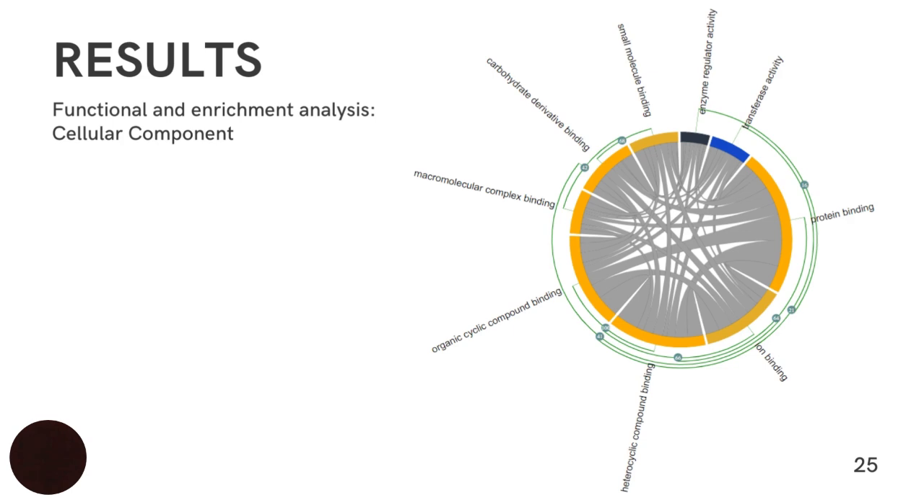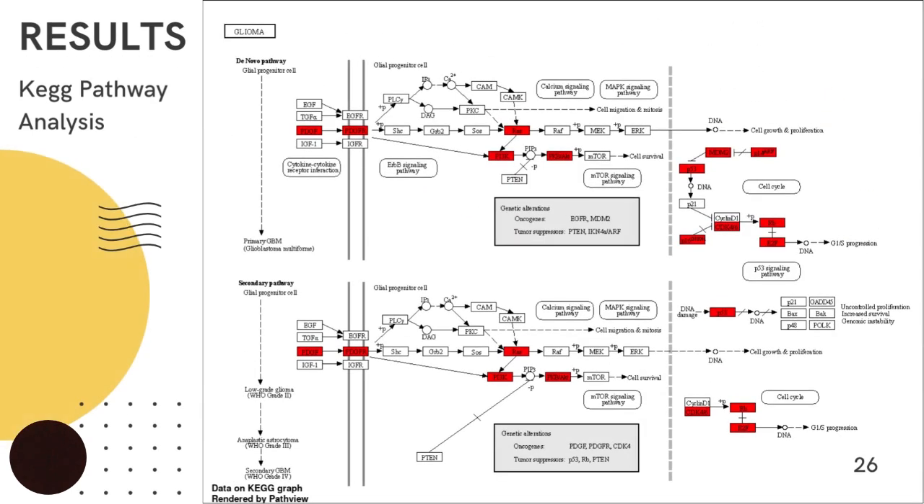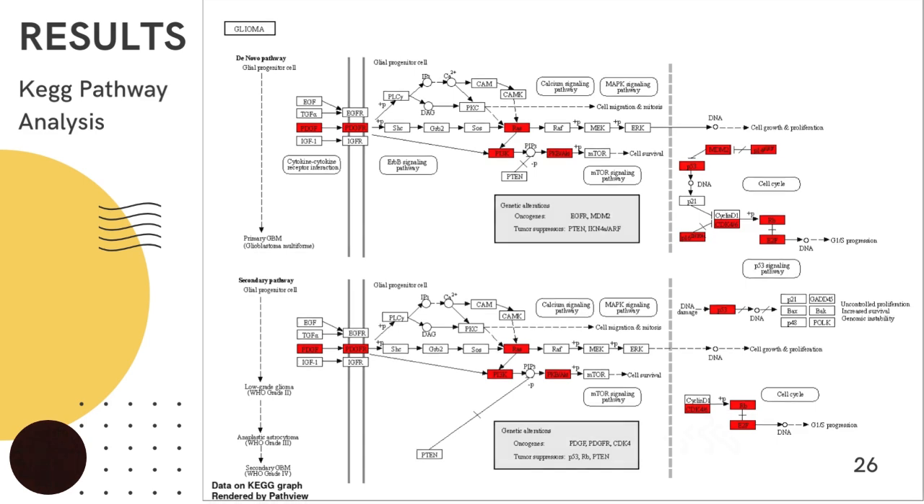As you would see in the results I've gotten from the pathway analysis, the genes highlighted in red are the same genes I've gotten in my studies. And as you can see, both the de novo pathway and the secondary pathway for glioblastoma are being affected by the microRNAs that I have obtained.